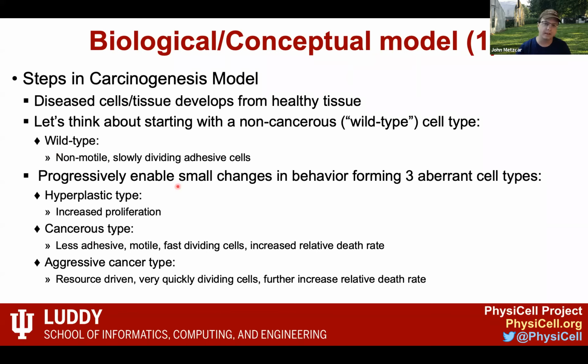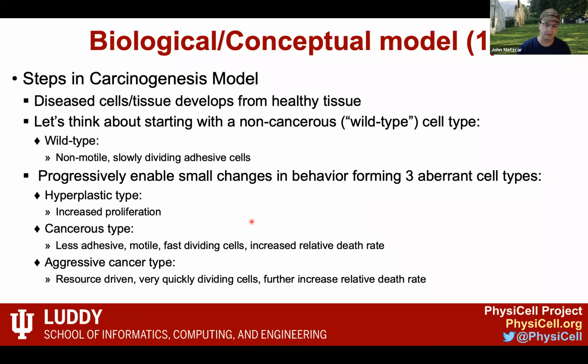So skin cancer might develop as there's damage to the skin, but it doesn't happen all at once. And so we're going to attempt to recapitulate that here in PhysiCell today. We're going to progressively enable small changes in behavior and form 3 aberrant cell types: a hyperplastic type that isn't cancerous per se, but has increased proliferation. Something's not quite right. Then a cancerous type that is less adhesive and motile, no longer forming a tissue layer.